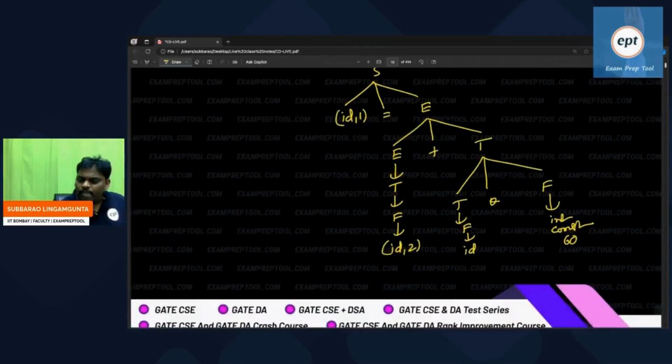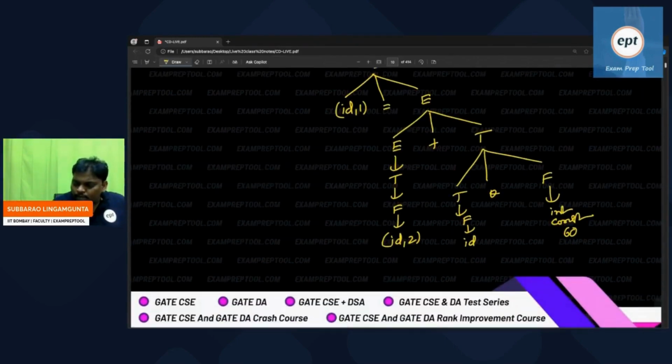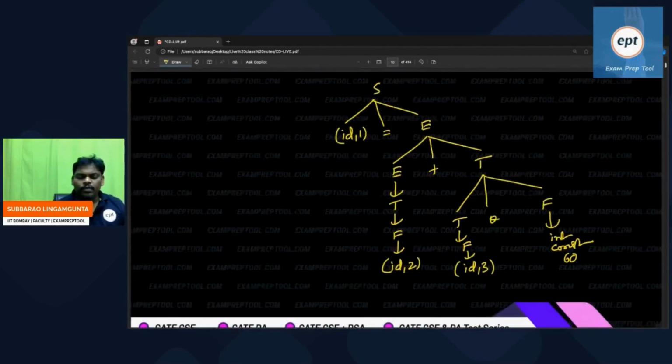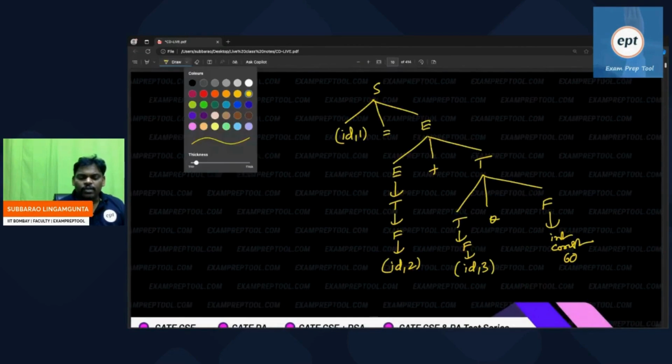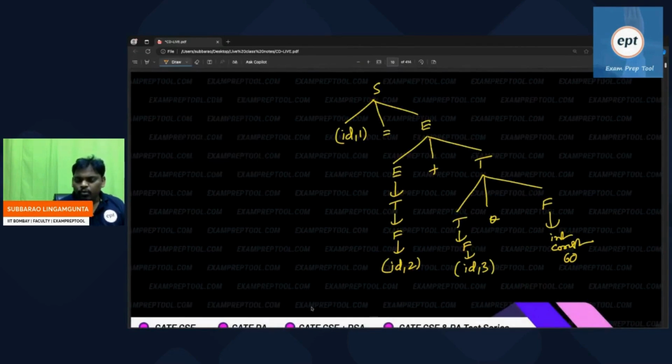Same grammar, same tree I have taken. I have not done anything. It's the ID3. It is the 60. Now everyone observe. No need to think much. Try to get as much as possible.